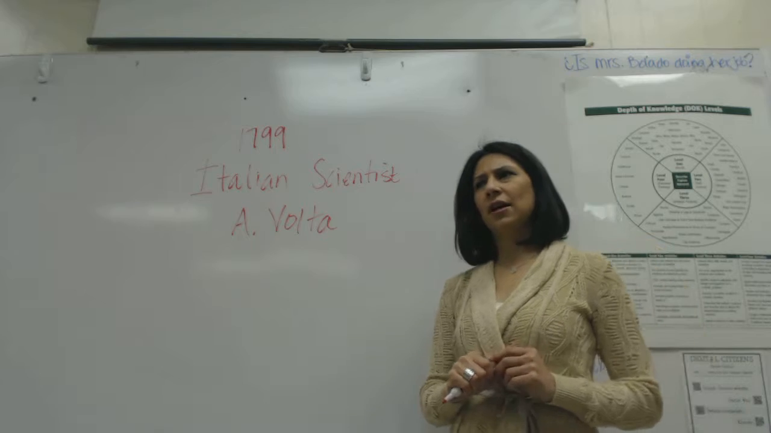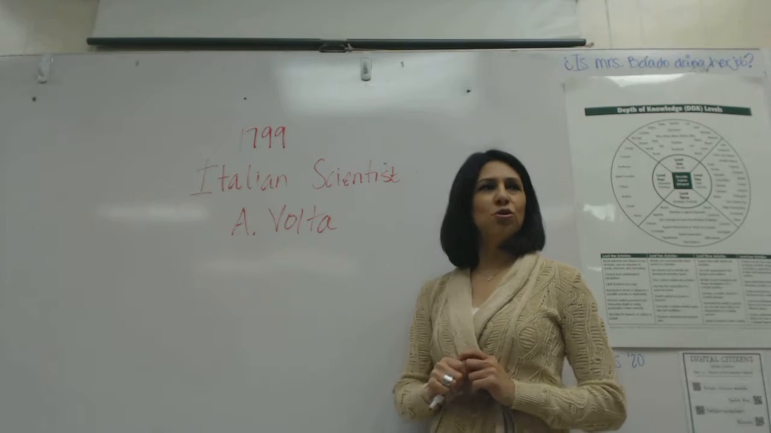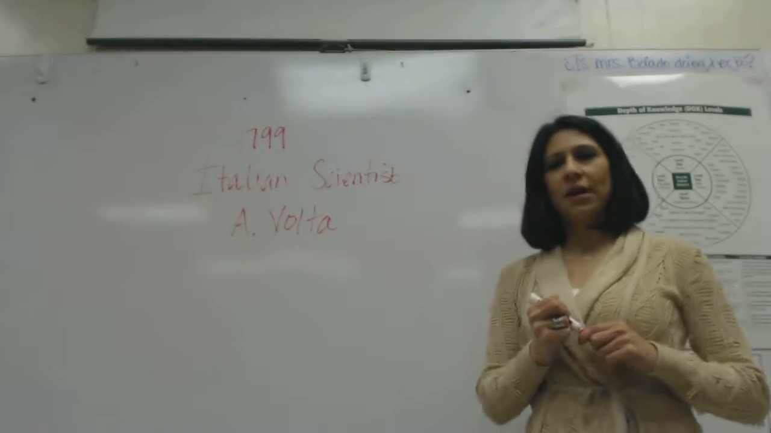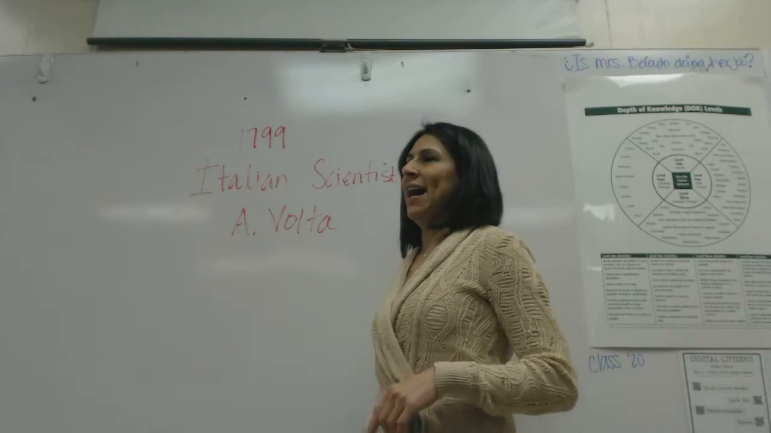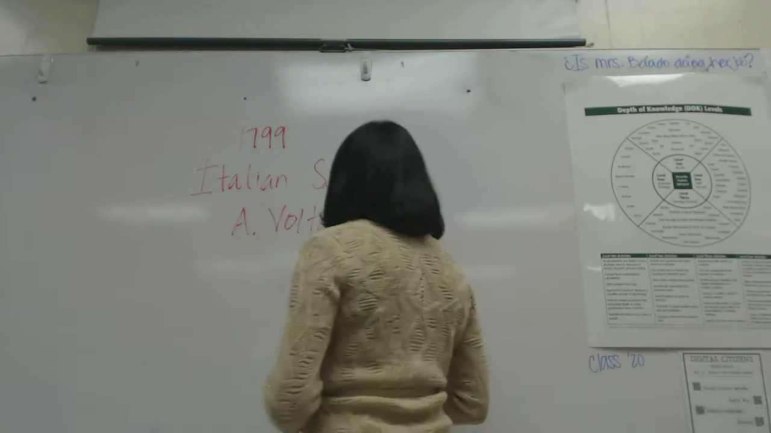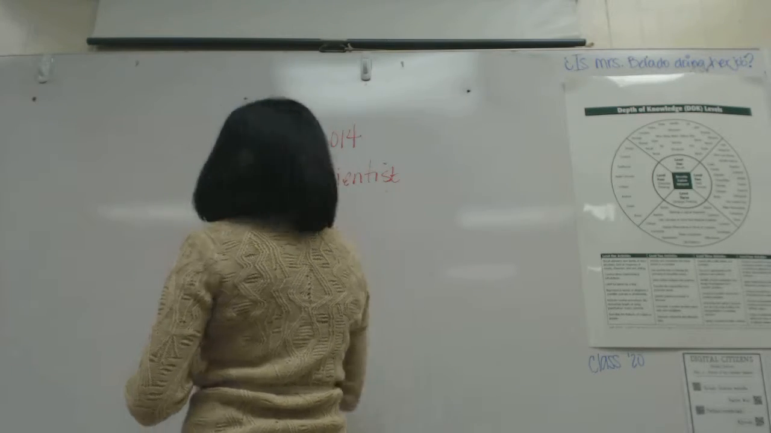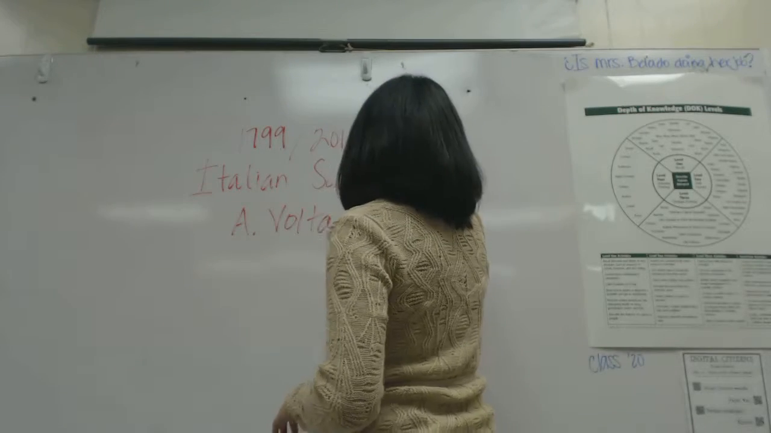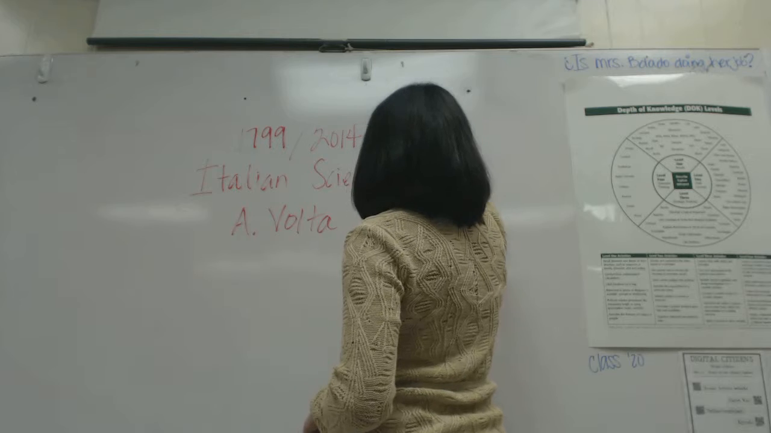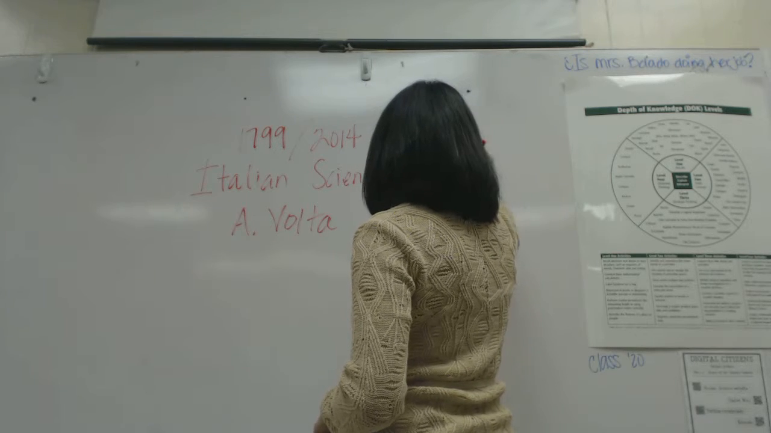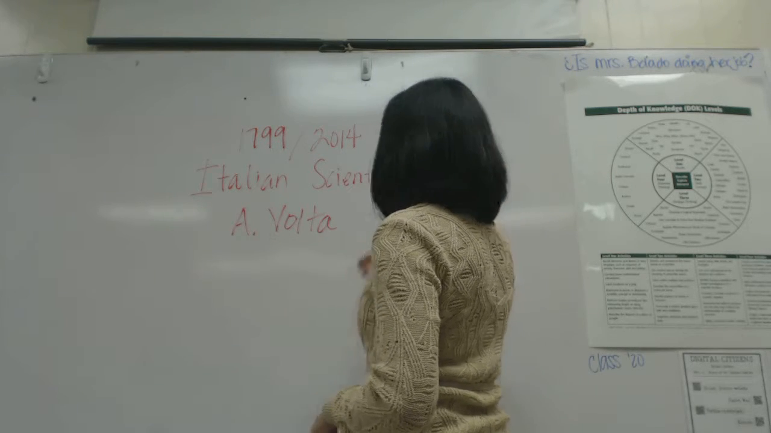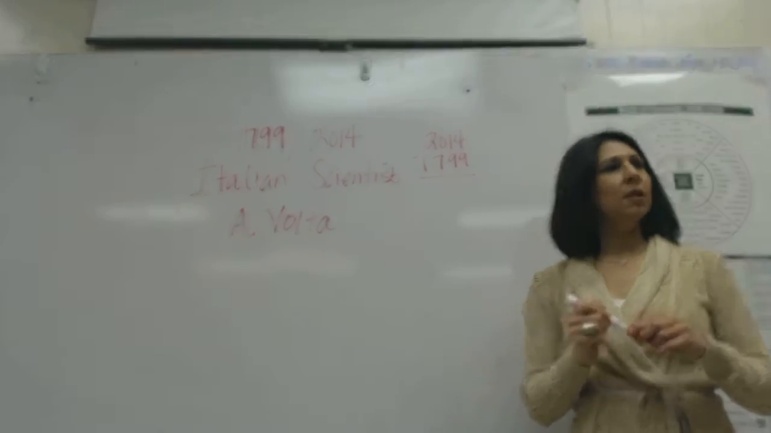Mr. B's class. I heard Mr. B had introduced this gentleman. Okay. 1799. Wait. We are in, how many years ago? A thousand and... A thousand. Excuse me.